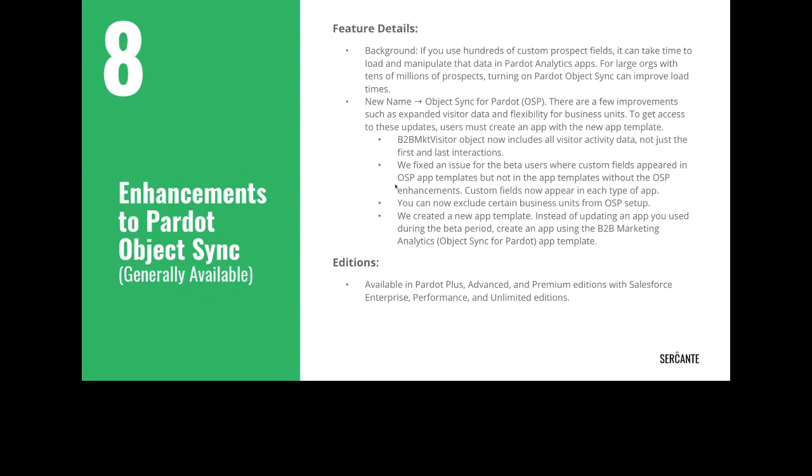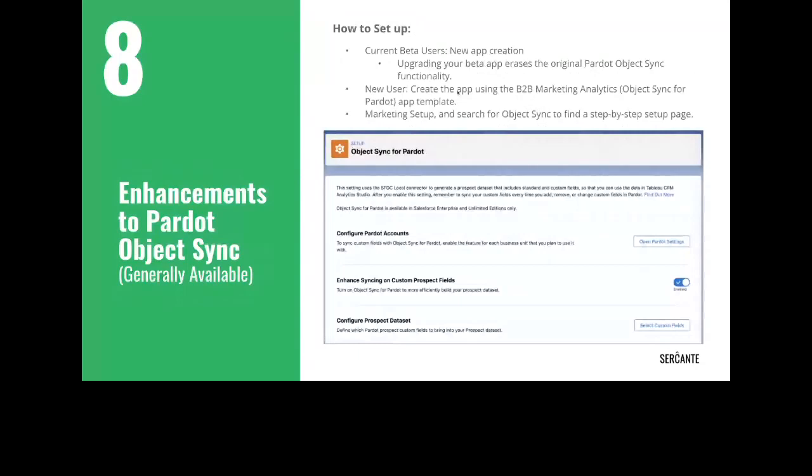So what this looks like, here we go. So how you're going to set up. Current beta users, again, you do still have to create that new app. This is going to upgrade your beta app and erases everything that you originally had on the Pardot object sync. And then new users, you're just starting from scratch, creating that new app. Your last step is to go to marketing setup, and you're just going to follow the object sync wizard and go through the step-by-step directions.